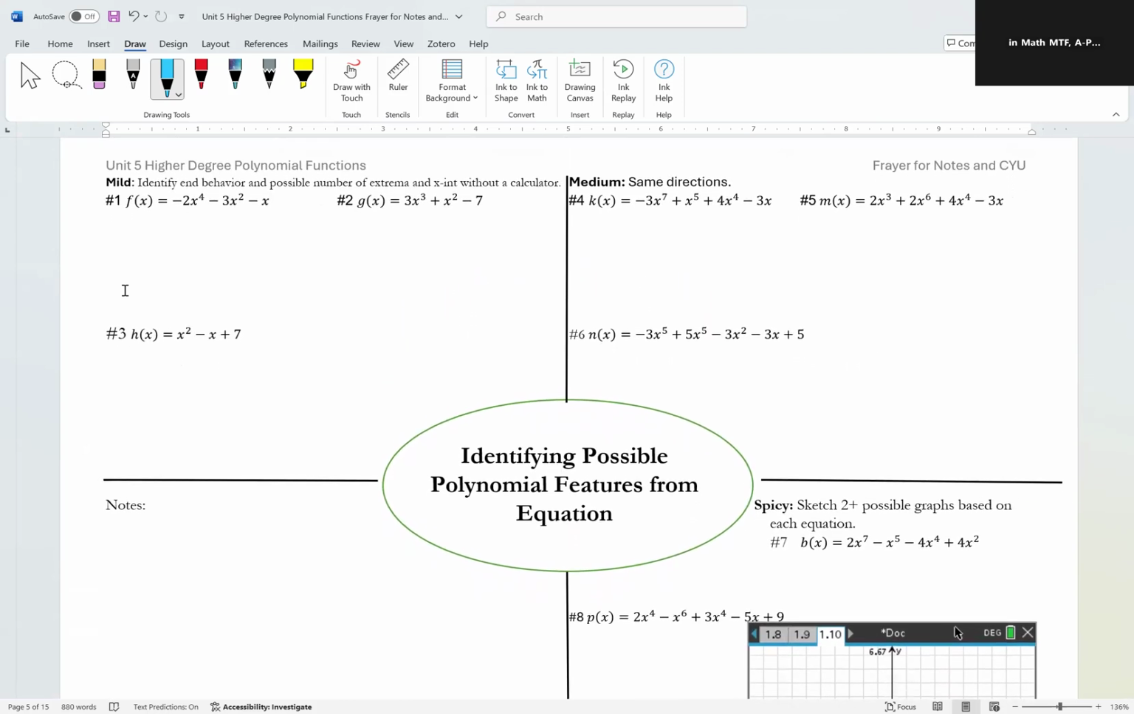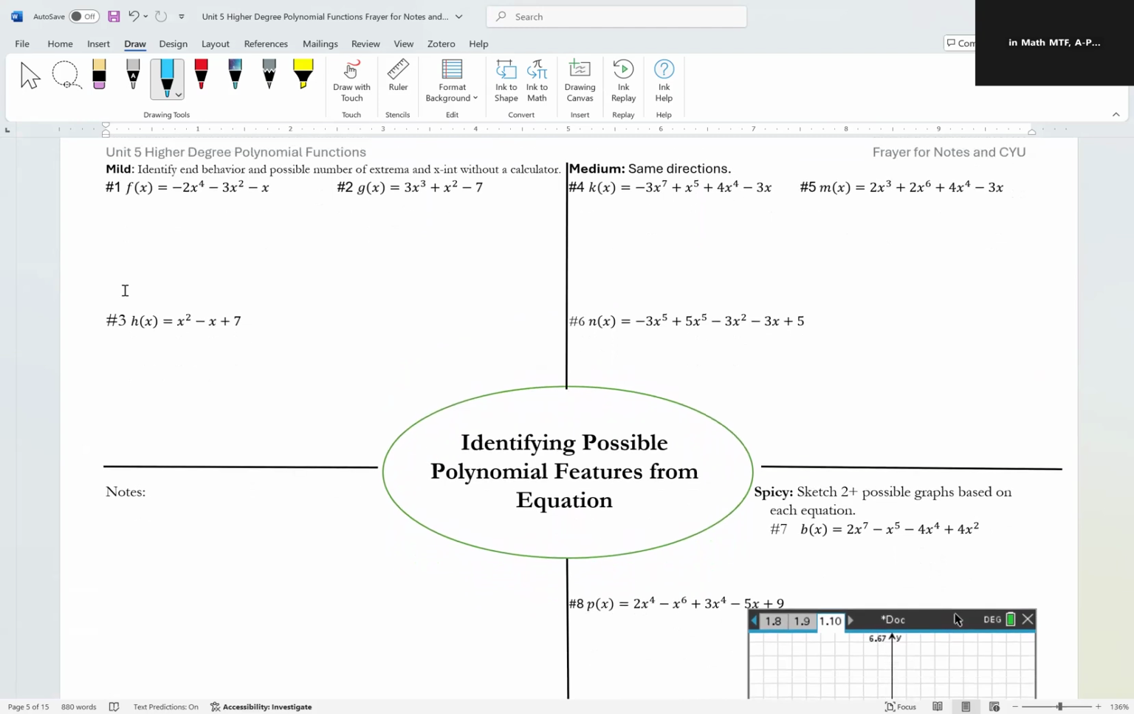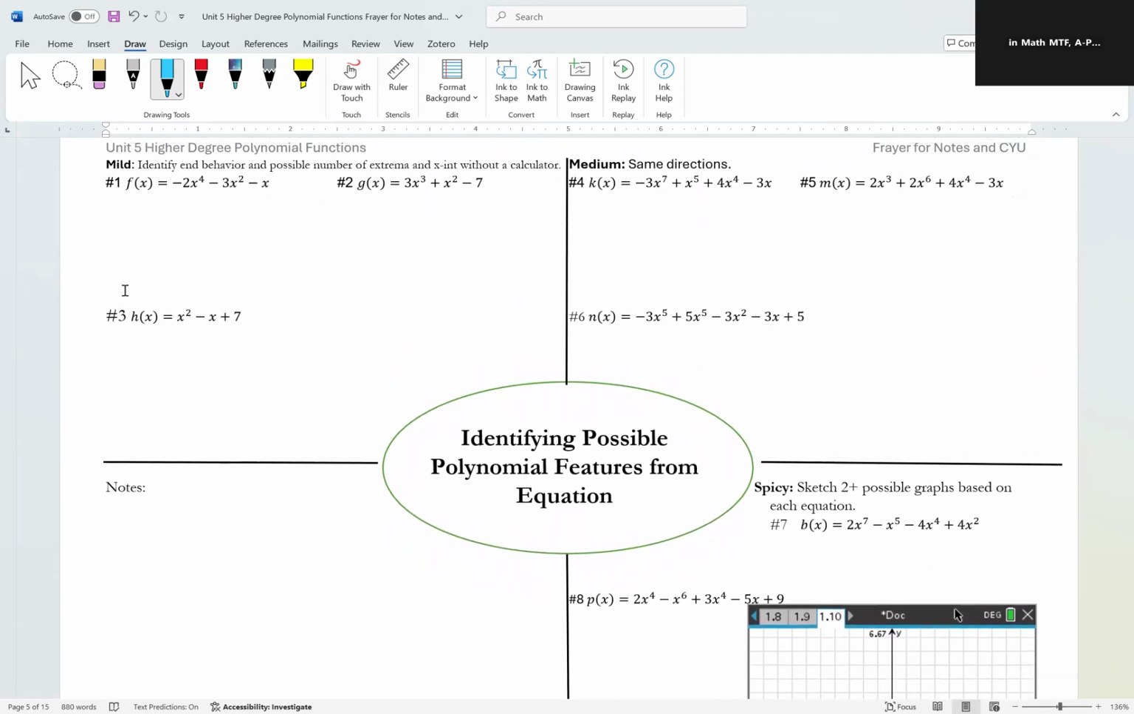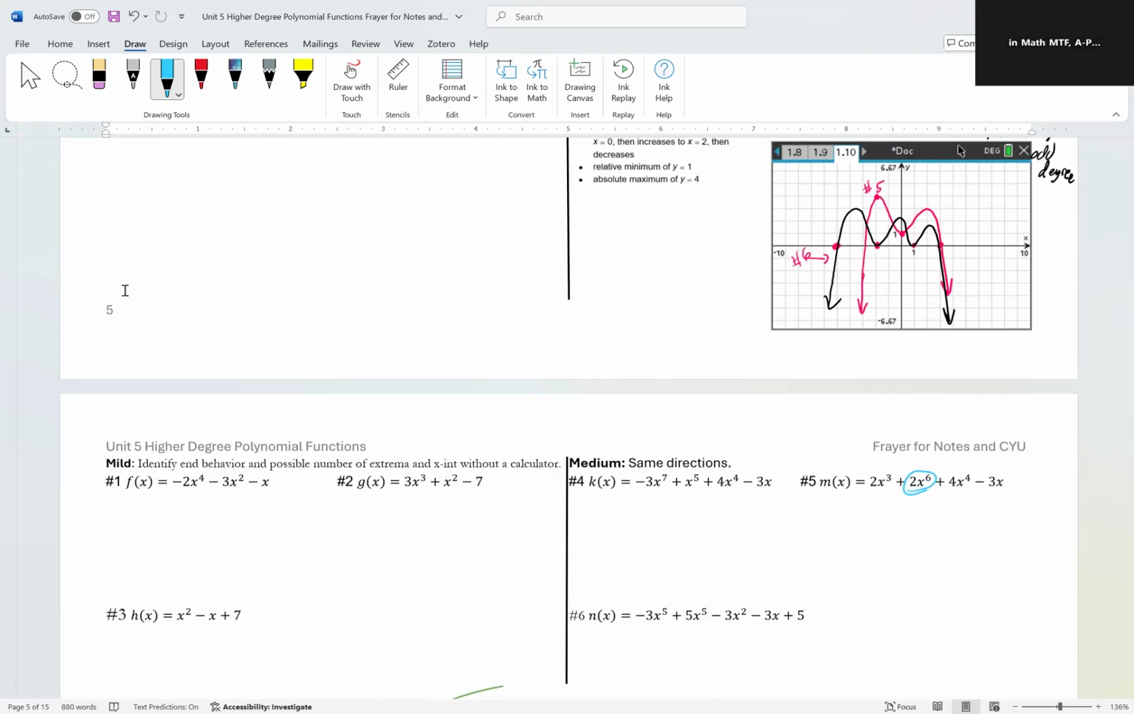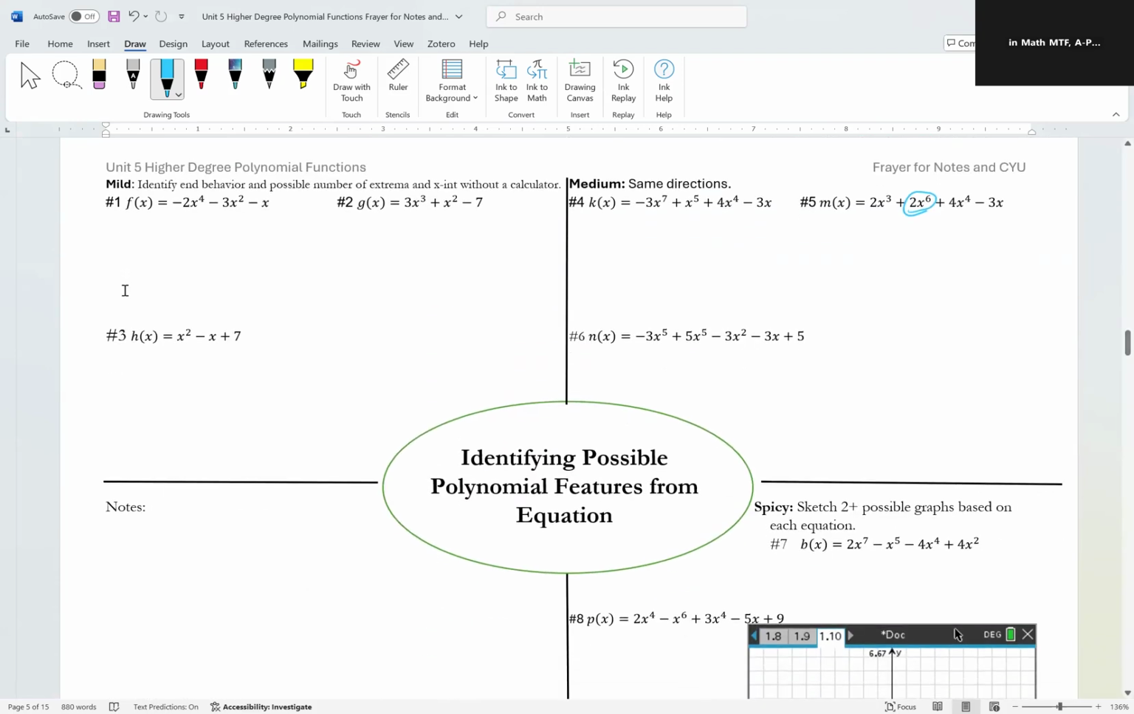All right, so moving on to the next, check your understanding. Identifying end behavior and possible number of extrema and x-intercepts without a calculator, right? So what I would want to notice here is I'm going to do number 5 and number 6 because there's a little bit more going on that's important. I would need to notice in number 5 here that term has my degree. So this is 6th degree.